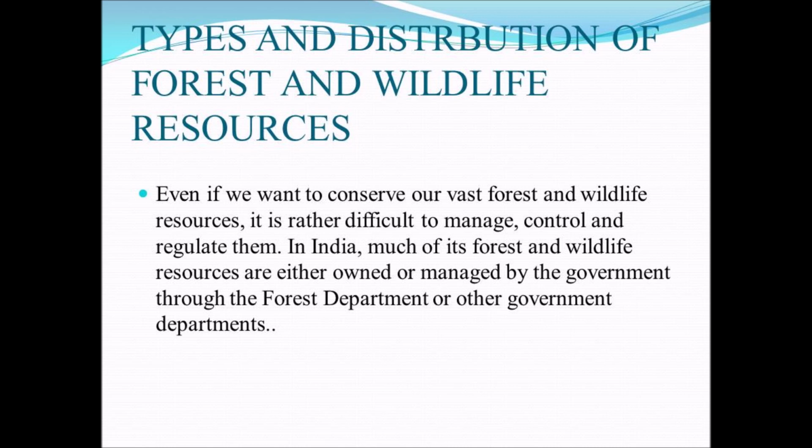Here they are saying that even if you want to conserve vast forest and wildlife resources, it is very difficult to manage, control and regulate them. In India, much of the forest and wildlife resources are either owned or managed by the government through the forest department or other government departments. So we have the forest department for conserving the forest and wildlife resources, and these are classified as reserved forests, protected forests and unclassed forests. That we'll see next.